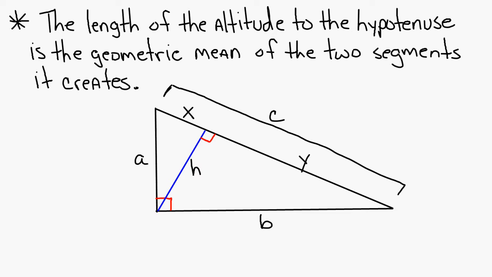So the length of the altitude to the hypotenuse is the geometric mean of the two segments it creates. So this segment H, when it got added to this diagram, created segment X and segment Y. So H squared is equal to X times Y. And another way of writing that is that H is equal to the square root of XY. Those are both true. So the length of the altitude is equal to the geometric mean of the two segments that it creates. Okay?